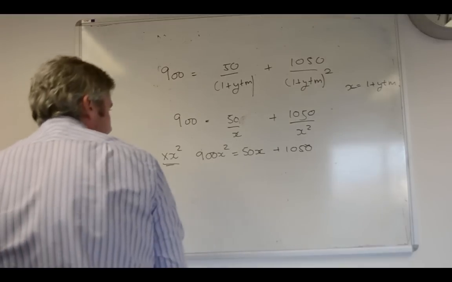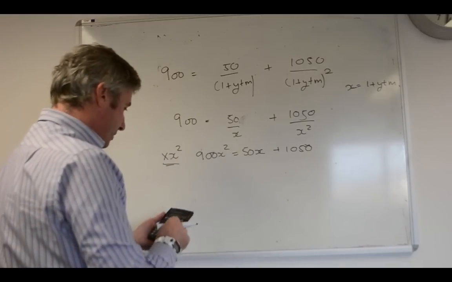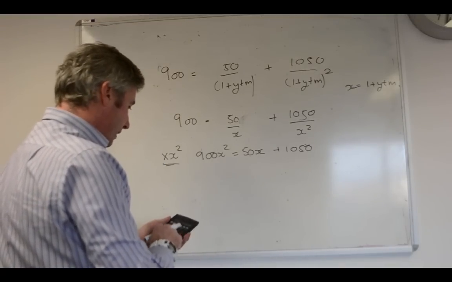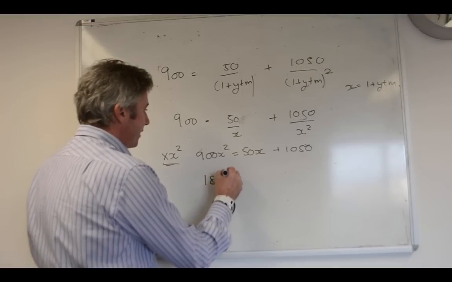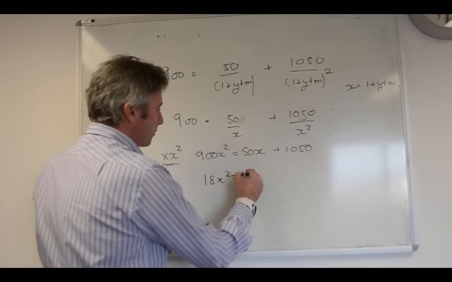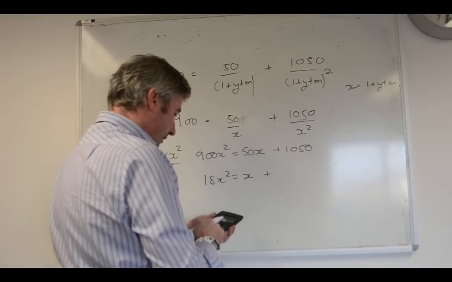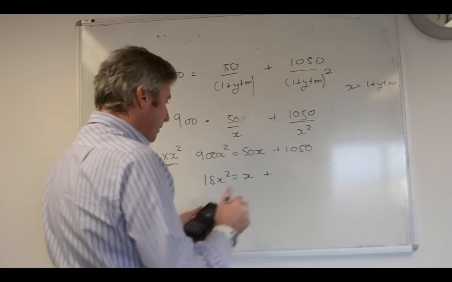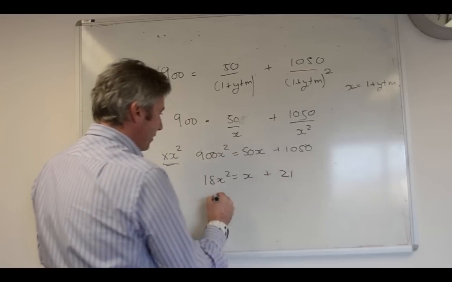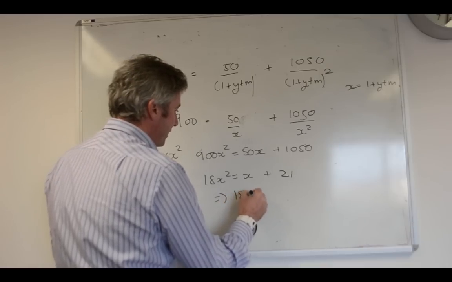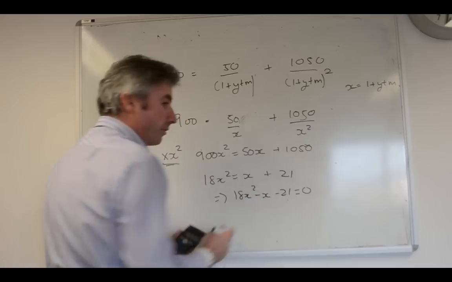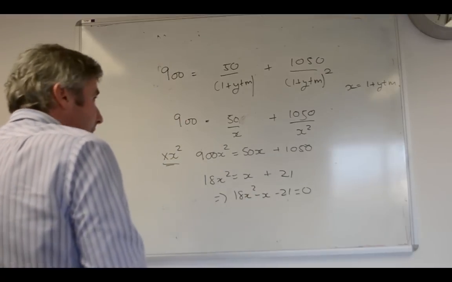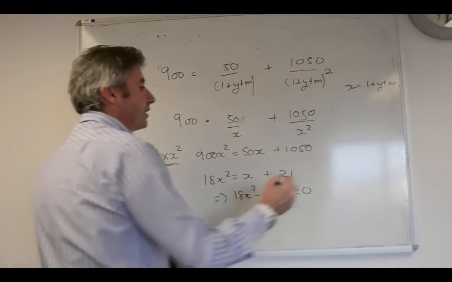I'm sure we can tidy this up. There must be a common factor of 50. So 900 divided by 50 is 18. So that's 18x squared equals 50 divided by 50 is 1, so x, plus 1,050 divided by 50 equals 21. And if you reshape this, it's 18x squared minus x minus 21 equals 0. And of course that's a quadratic equation.